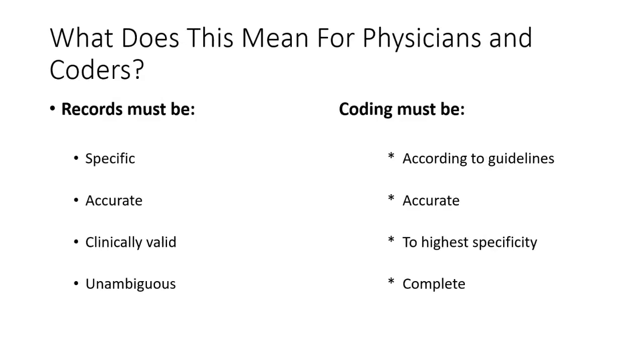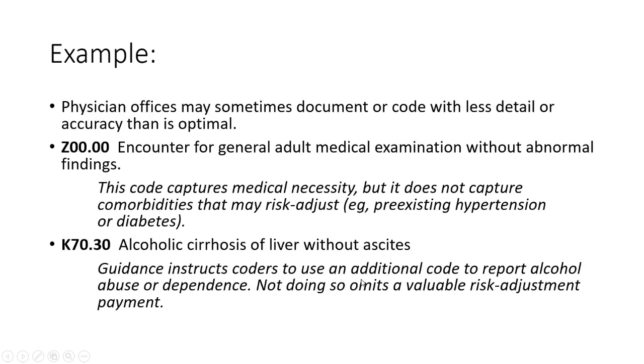What does this mean for physicians and coders? For the record, it must be specific, it must be accurate, it must be clinically valid and unambiguous. And the coding must be according to the guidelines, accurate to the highest specificity, and it must be complete. So for example, a physician's office may sometimes document or code for less detail or accuracy than is optimal.